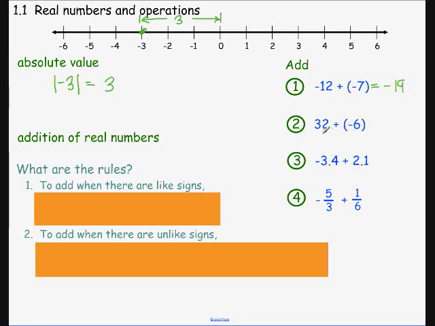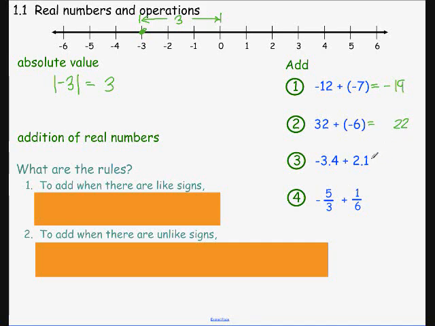How about this one? I'm going to add a +32 and a -6. Whenever the signs are different, here's a negative, here's a positive, we look at the difference between them. What is the difference between these two? 22, you say? What sign am I going to use? I'll use the sign of whichever of these is the larger. 32 is definitely larger, and it is positive, so there's my answer.